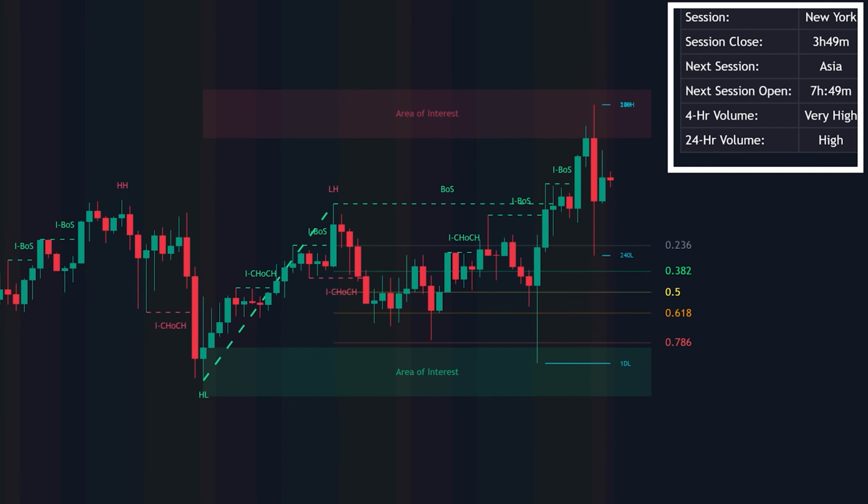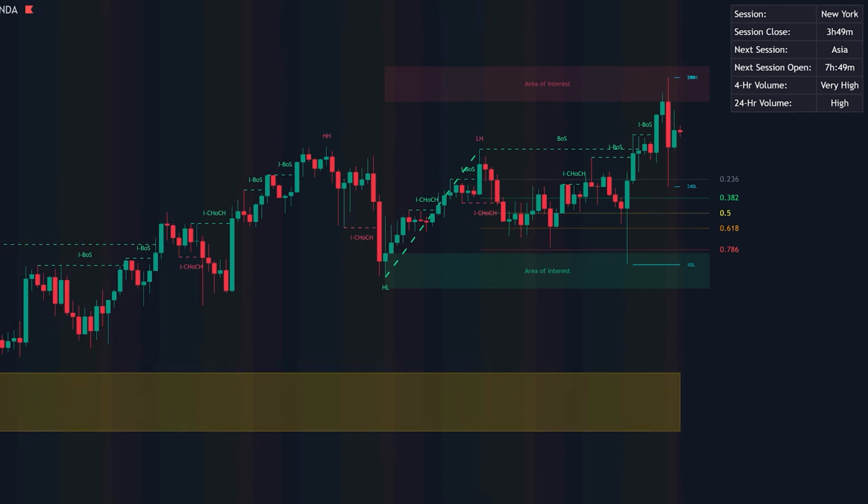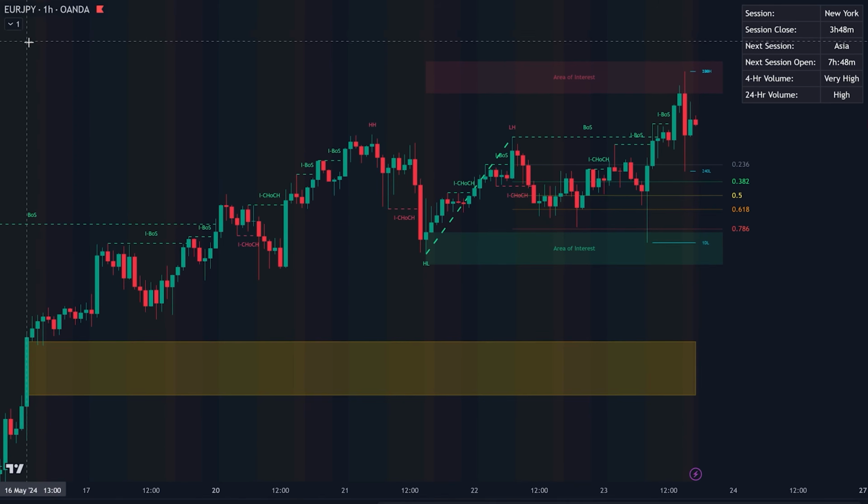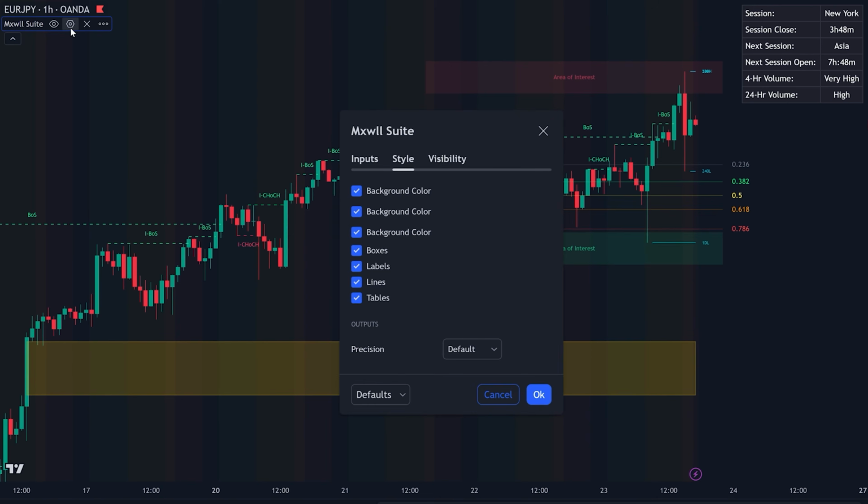The table information displays current and upcoming trading sessions with countdown timers. It also shows volume levels over the last 4 hours and 24 hours to gauge market activity. These features make it easier to understand market trends, make informed trading decisions, and manage your trades effectively. Now, let's delve into the other components of the Mxwl Price Action Suite indicator by adjusting the settings.